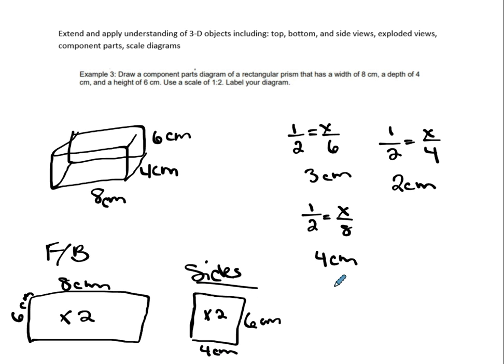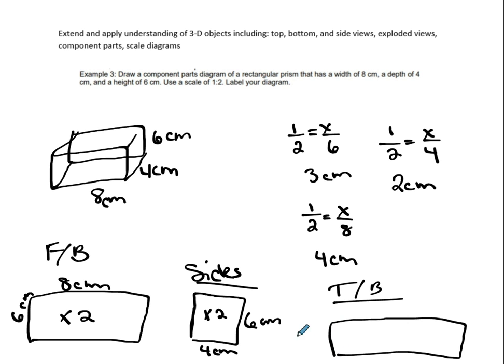And my top and bottom is what we have left. And that one is going to be 4 centimeters by 2 centimeters. So this is 4 centimeters. This is 8 centimeters. There are 2 of them. And then we also have to write our scale of 1 to 2.